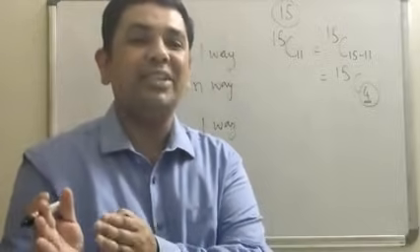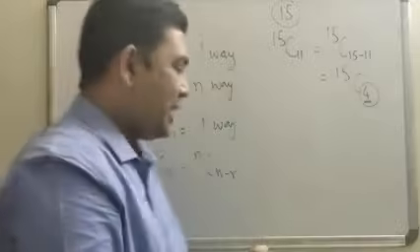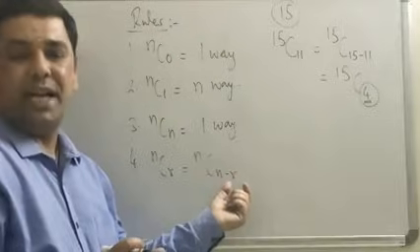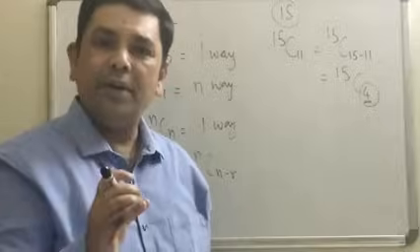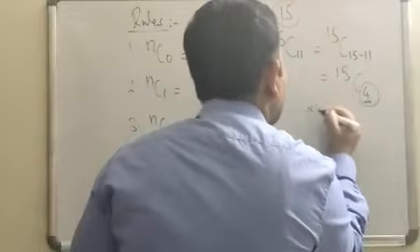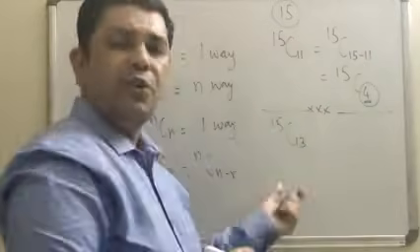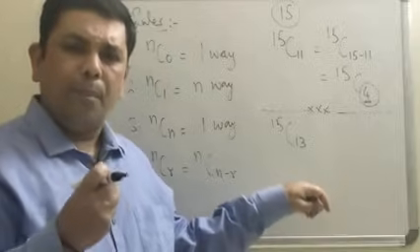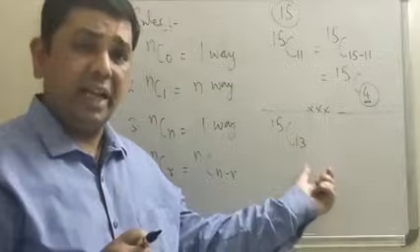I hope I am making sense here, and therefore on that same logic, NCR will be equal to NCN minus R. Where is this going to help you? Let me give you an example. Suppose you are doing a question, and in doing that question you have to calculate 15C13. I am not going to be very comfortable in doing this. Possibly I'll take some time.